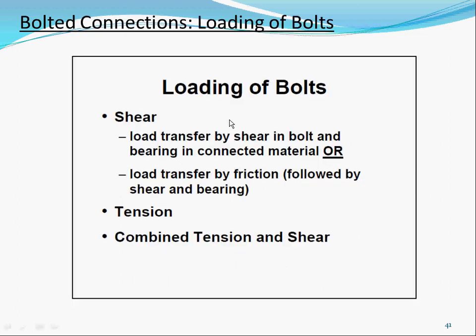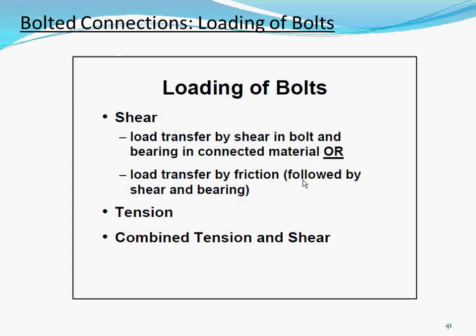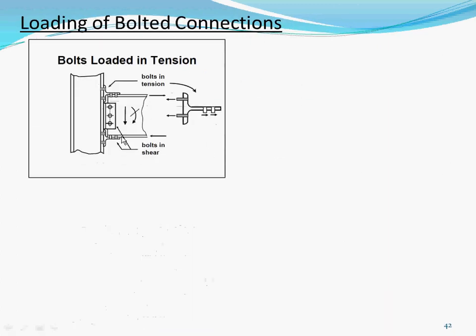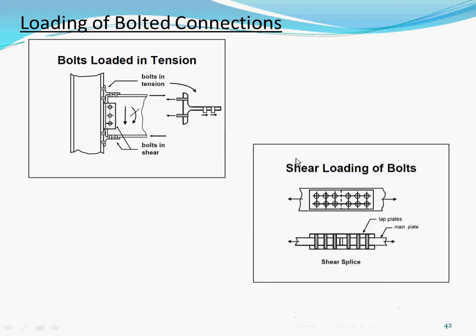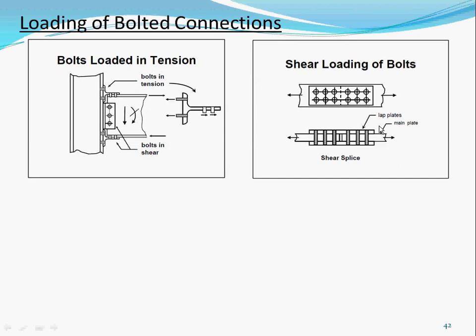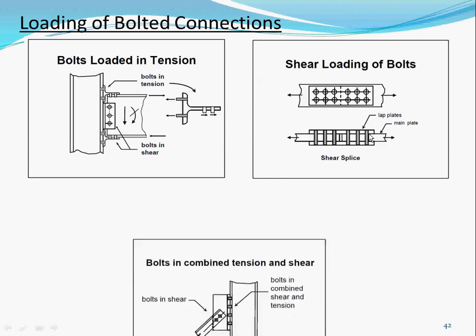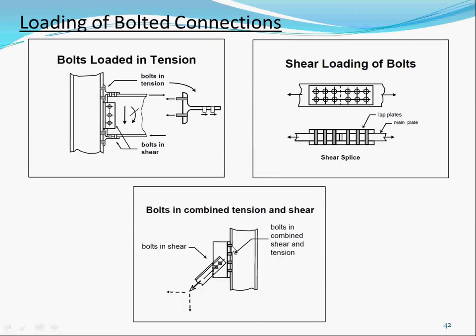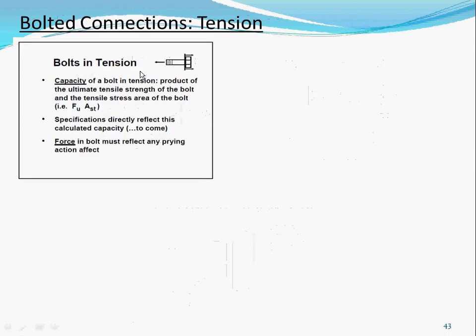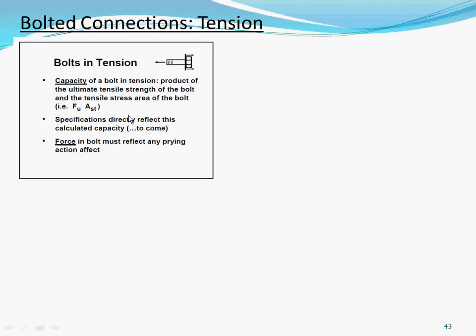As for loading of the bolt, you could load it in shear and tension, or combined shear and tension. There are not many ways of doing it. Loading in tension means we have a moment and you're pulling on the bolt. Loading in shear is when you're pulling the two plates, and a shear splice is loading in shear. And this one is a combination, where you have moment and shear. For bolts in tension, the capacity is very easy, it's just Fu times Ab.